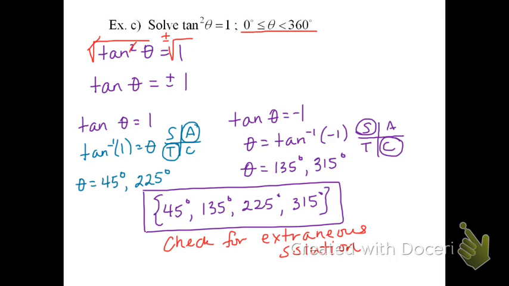Now, we're pretty good here because none of these angles are multiples of pi over 2 that we got when we solved. So we pretty much know that these angles should work back up in our equation, and we're good to go.